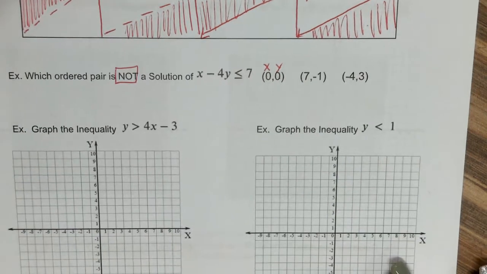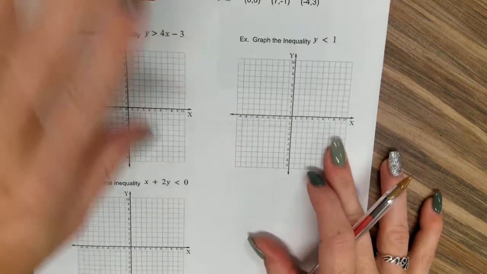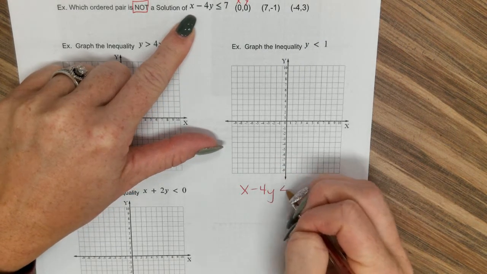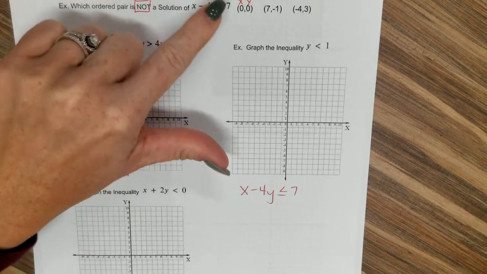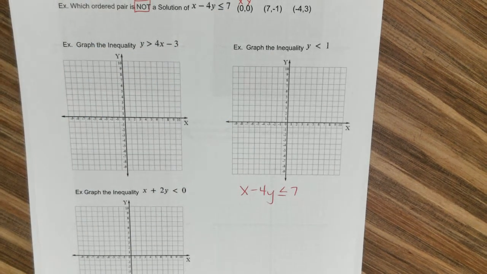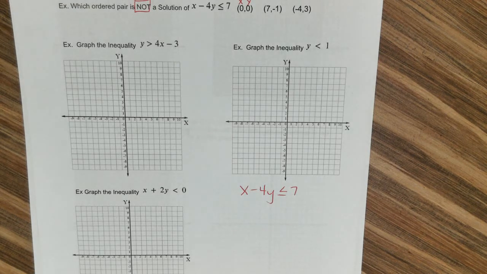Okay, so there's space at the bottom right over here, so I'm going to rewrite the inequality. X minus 4y is less than or equal to 7. And I'm going to go test out each of those coordinates to see if they satisfy this inequality.